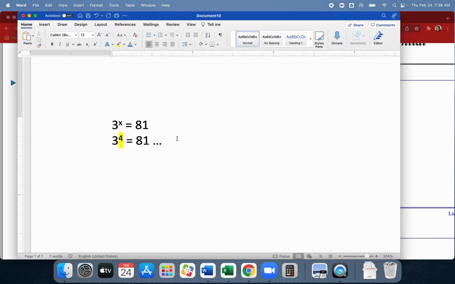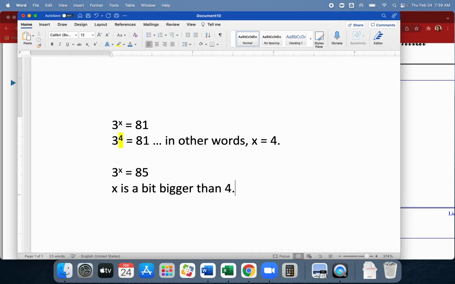So just to repeat what I was saying, instead of having 3 to the x equals 81, if I had 3 to the x equals 85, I would know that x is kind of 4. It's close to 4. But that's not a really good way to write an answer. We'd like to be able to express it. You shouldn't have to grab a calculator to write a decimal version of this.